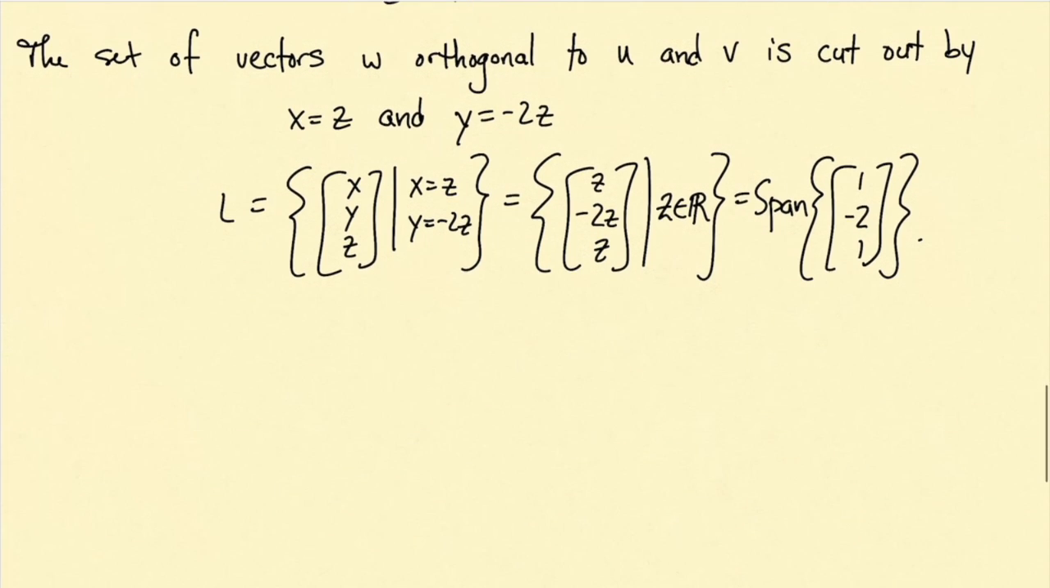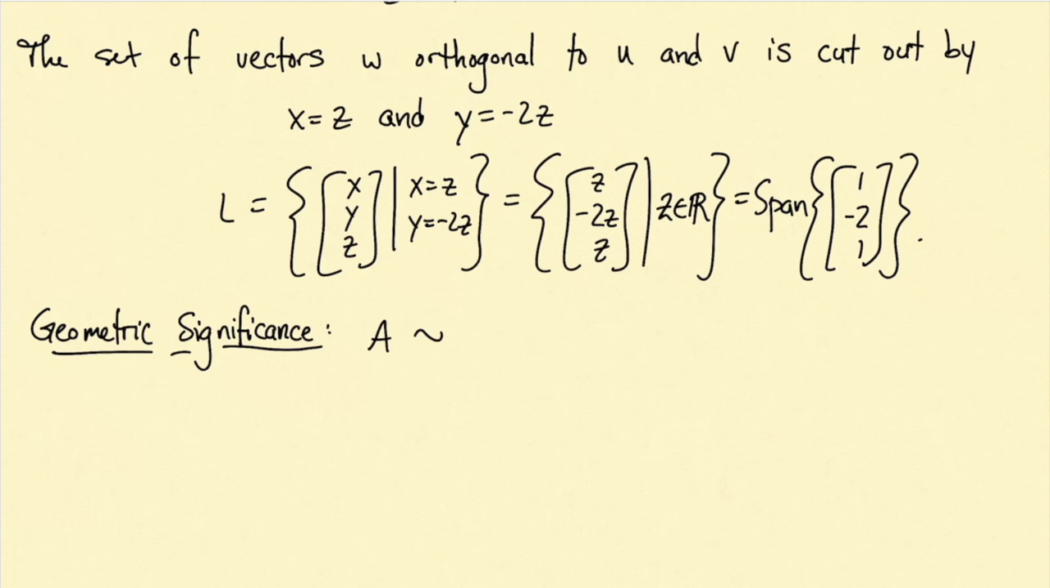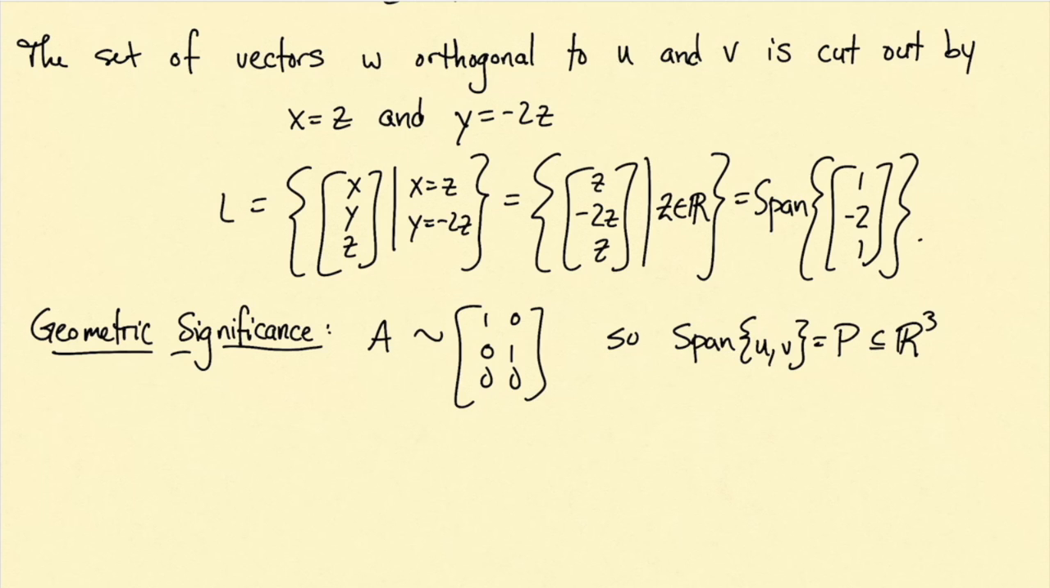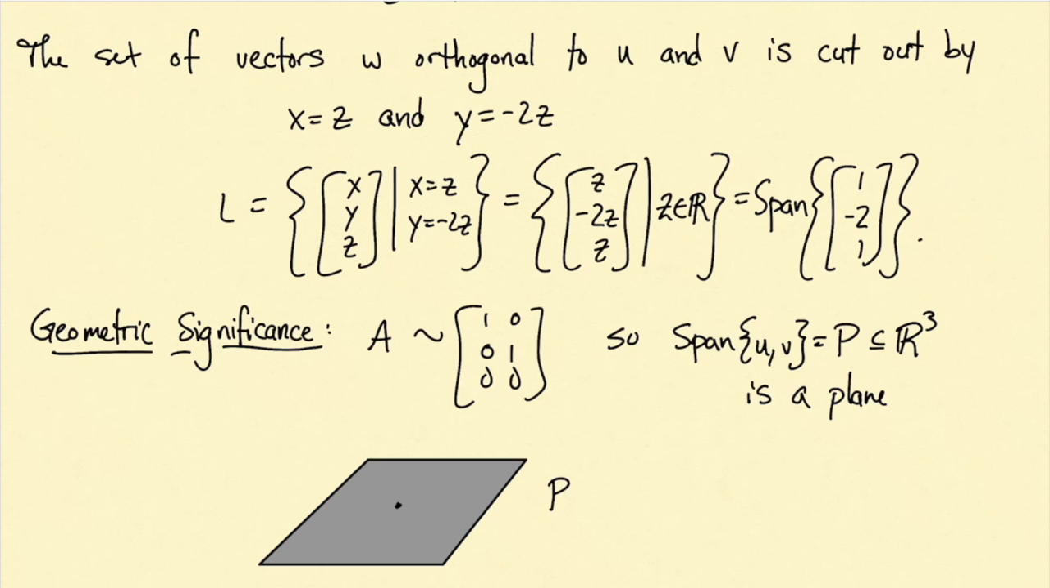Now it's worth mentioning that there is some geometric significance to this computation. If we row reduce the matrix A, then we'll get the two columns, 1, 0, 0, and 0, 1, 0. This tells us that the two vectors u and v span a plane. So if we draw a plane, and this plane will pass through the origin, then we can think about L as coming directly out of our plane.